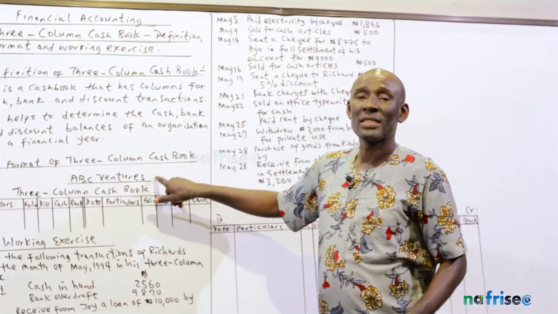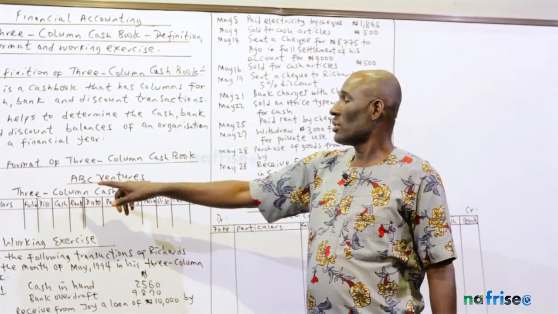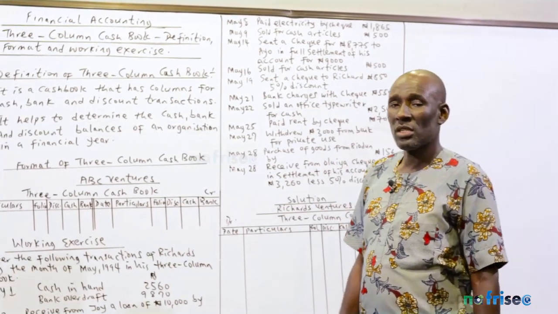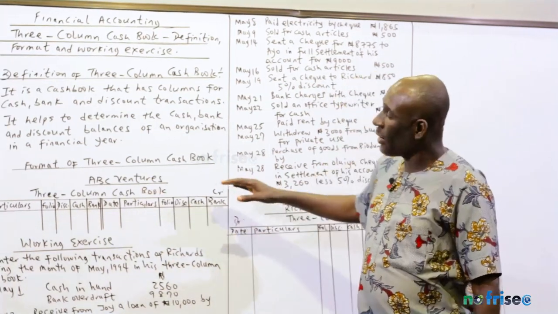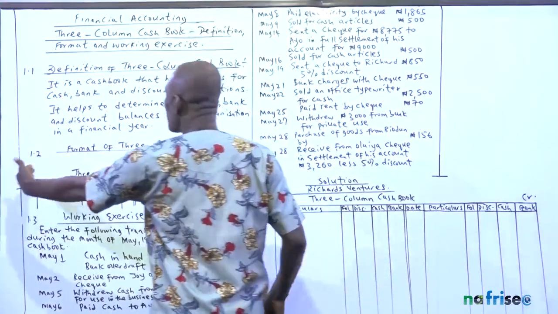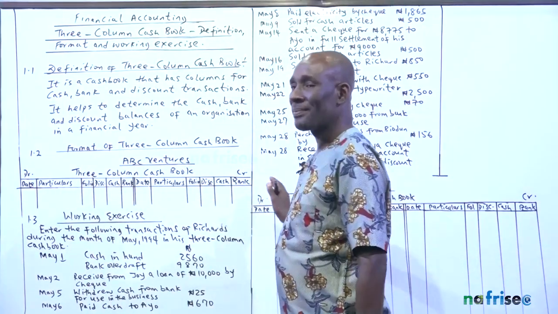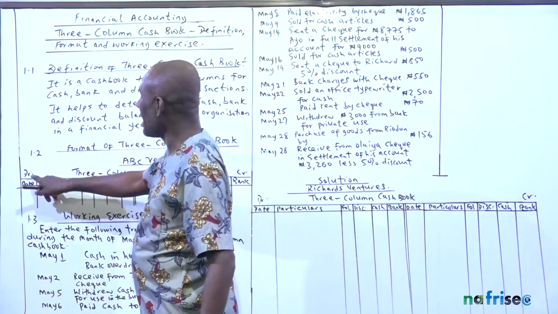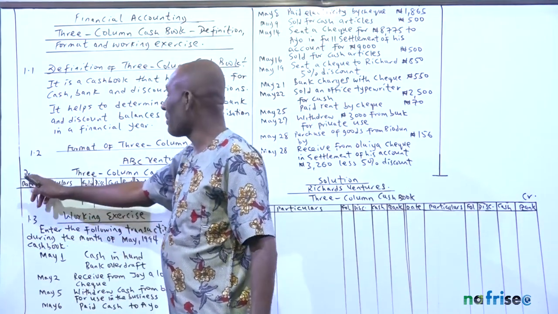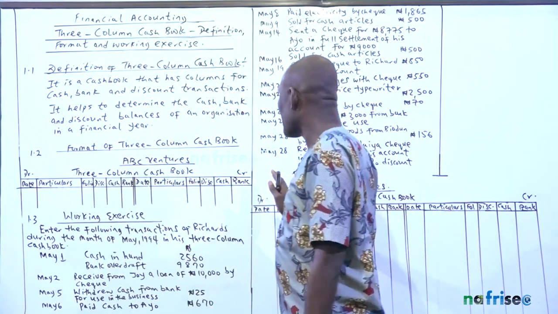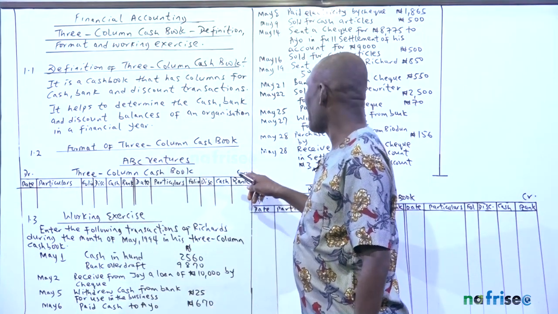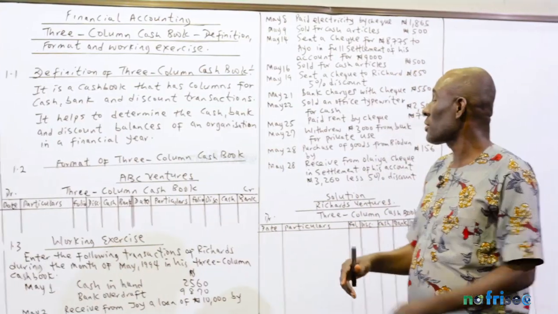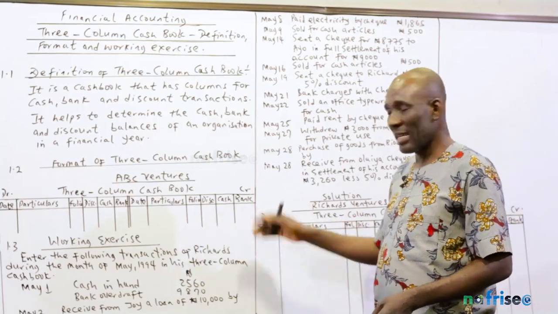First, you have the heading, the name of the organization. In this case, the organization's name is ABC Ventures. Then, looking at the format now, we have the left-hand side and the right-hand side. The left-hand side is the debit side, abbreviated by DR, debit. That's debit for short in accounting. While the right-hand side is the credit side, abbreviated by CR. That is the short form of writing a credit in accounting.